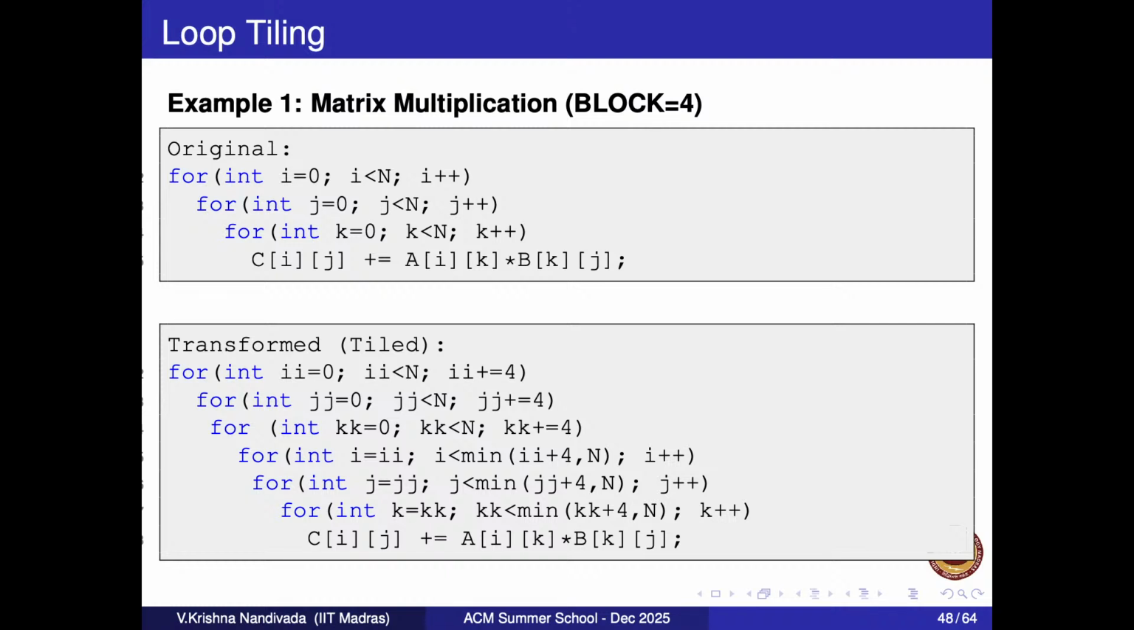for II equal to 0, II less than n, II plus plus, then for I equal to II, II plus equal to 4. I equal to II, I less than minimum of II plus 4 comma n, I plus plus, s. This is called strip mining.